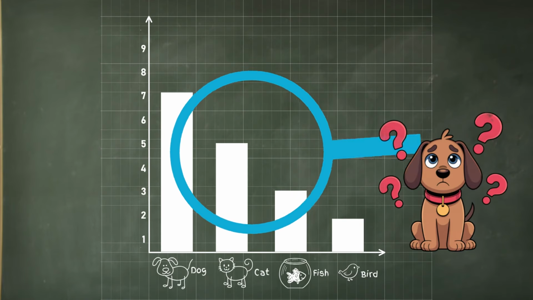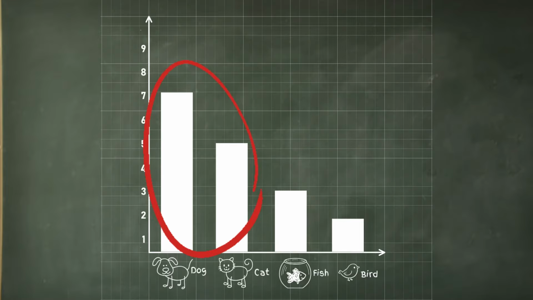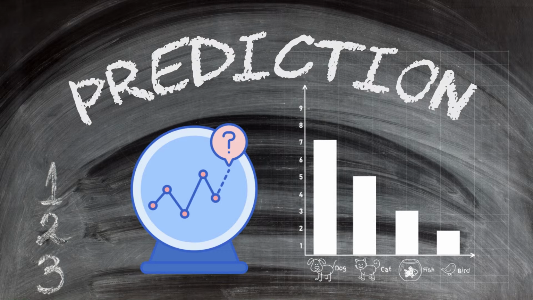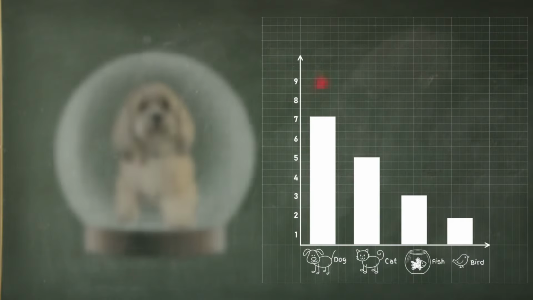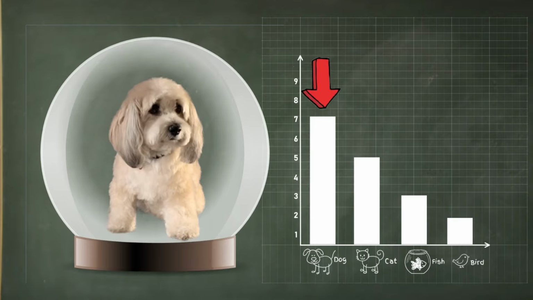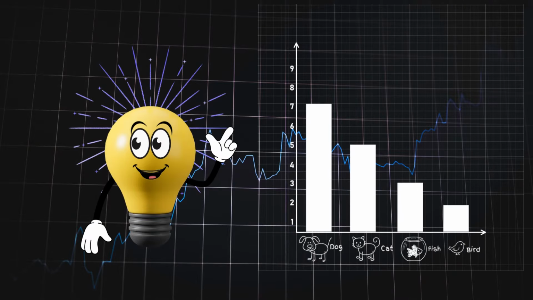Look closely. Do you see a pattern? More kids like furry pets than pets with fins or feathers. When we use data to guess what might happen next, that's called a prediction. I predict that in another class, dogs might still be the most popular pet. You just collected data, made a graph, found a pattern, and made a prediction. That's what real data detectives do.